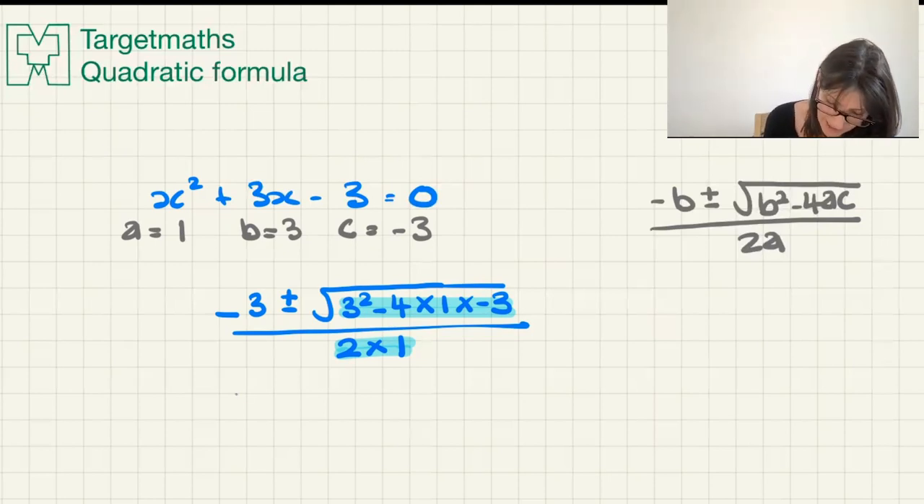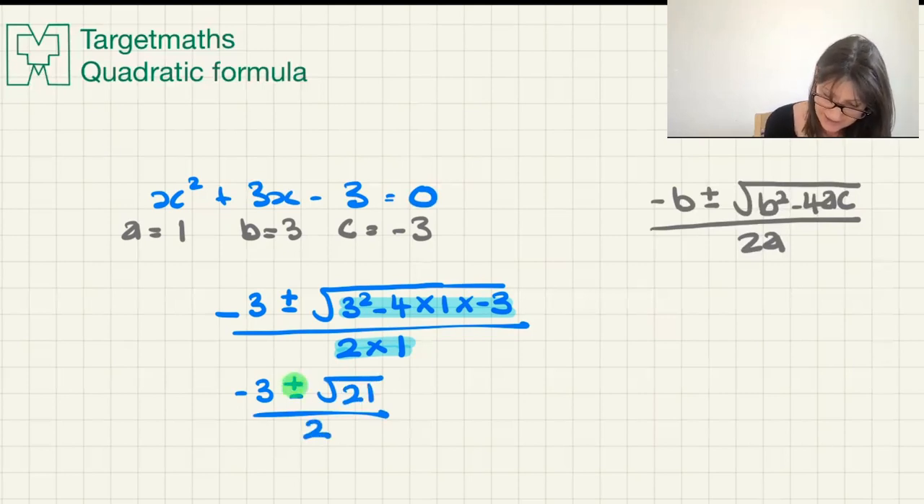So I've now got minus 3 plus or minus the square root of 21 all over 2. The next thing I do is I consider this. I've got a plus and a minus, okay?